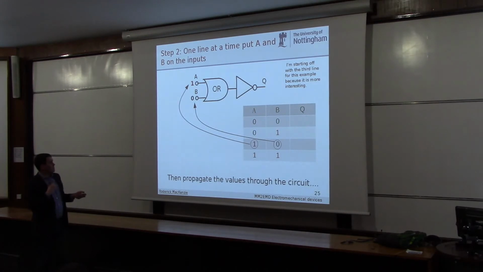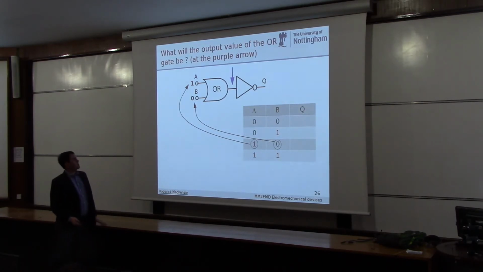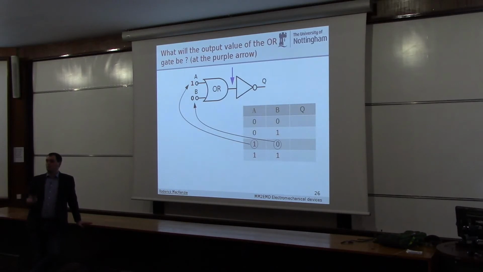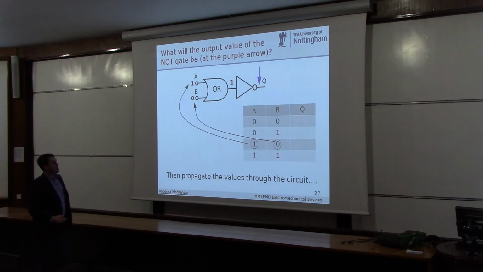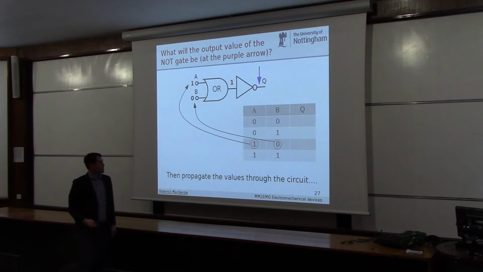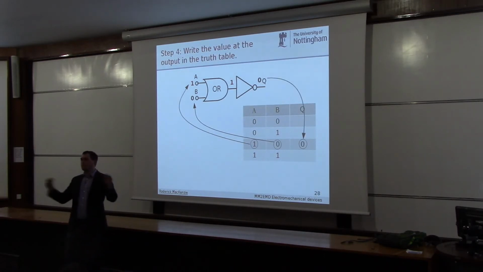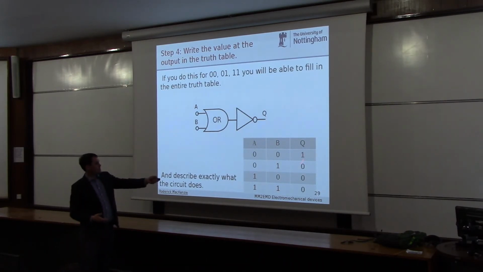Okay, and then what you do is you propagate these 1s and 0s throughout the circuit. So what will the value be at the purple arrow? 1. Okay, and you can do that because you've now practiced at all gates. So we've got a 1 there. Now, a NOT gate inverts, so what will the output there be? 0, right? So you write that in the truth table. So you've now defined one line of your circuit. And we can continue this process, working our way through this circuit, and we find out that this circuit produces this output. Okay, any questions so far?